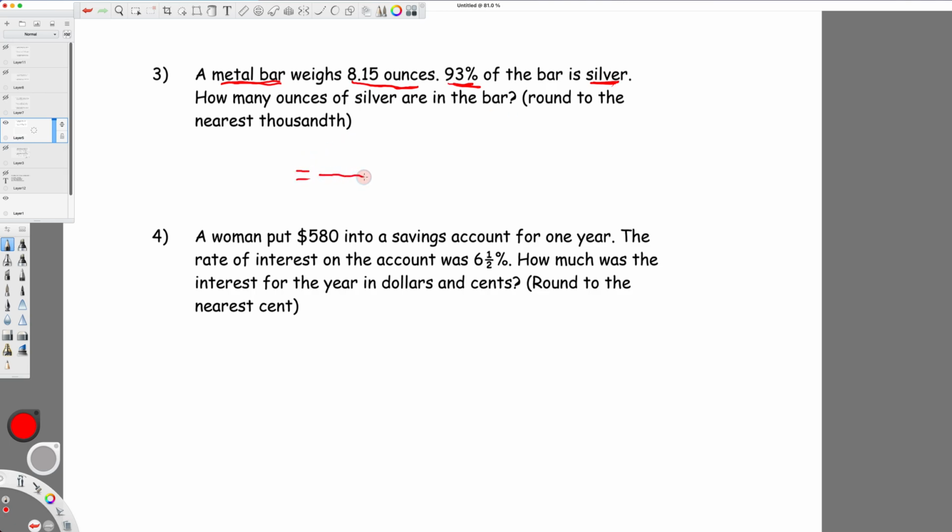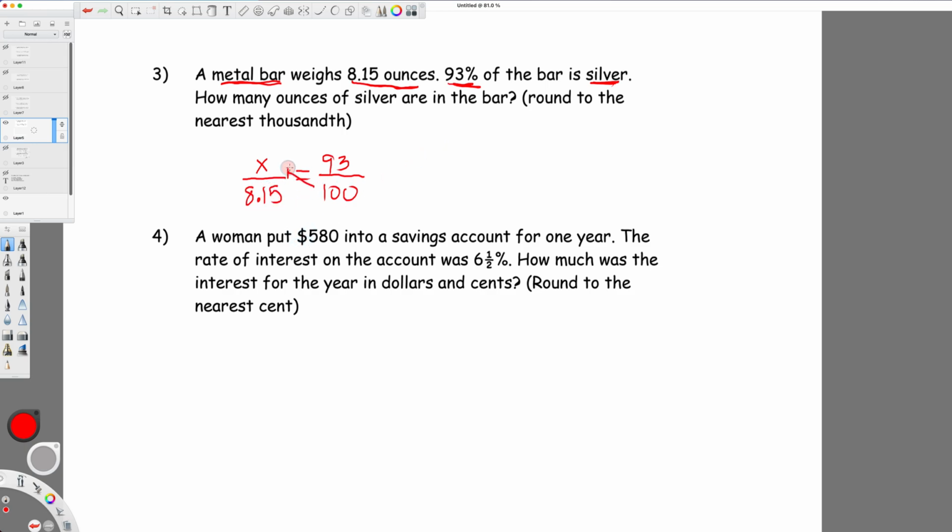So when I set up my proportion, just throw that percent over 100 every time. However, we need to know that that 93 is the silver part. So this numerator over here will be the silver part. And that's the question: how many ounces of silver? So I don't know how many ounces of silver. I'm just going to call it X. And then this metal bar weighs 8.15 ounces. That is the total weight of the bar, so 8.15.